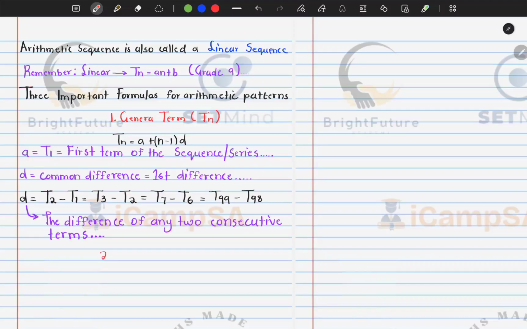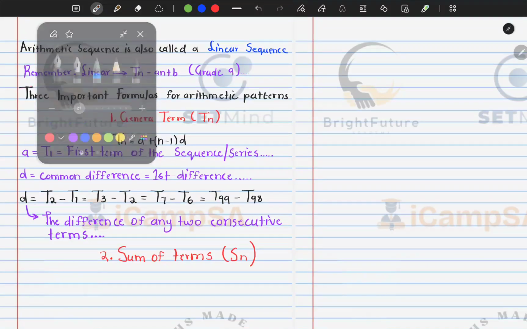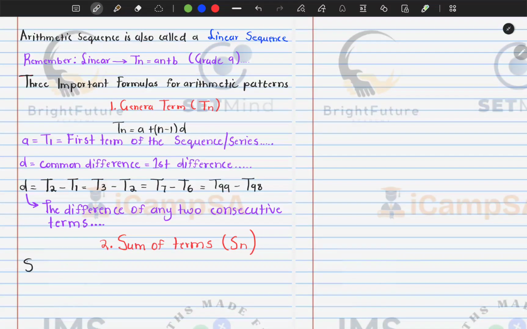Let's have a look at the second most important formula, because we said there's three of them. And this is the sum of terms formula. For this part of the course, whenever we're referring to the sum of terms, we'll use Sn, which is just the sum of n terms. And to find the sum of n terms, you will use this formula.